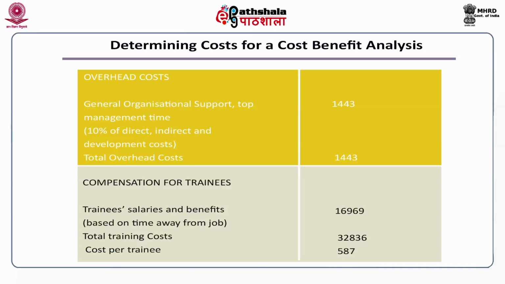Compensation for trainees. Trainees' salaries and benefits based on the time away from the job would come out to be around $16,969. Total training cost would be $32,836. Therefore, cost per trainee would be $587.